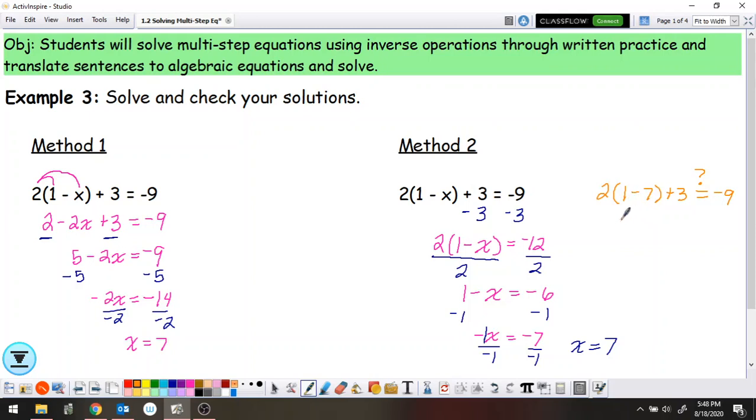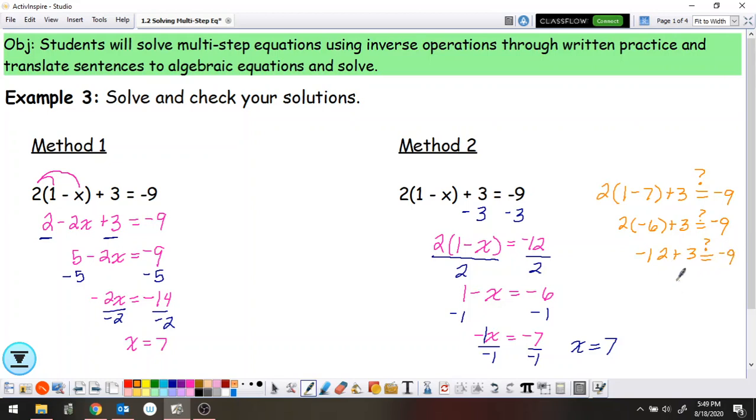Well, 1 subtracts 7 is negative 6. And then we will have to add 3. We're checking to see if that equals negative 9. So we have negative 12 plus 3. Question is, does that equal negative 9?